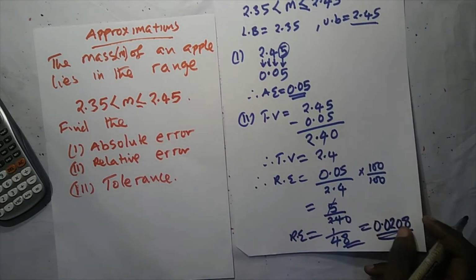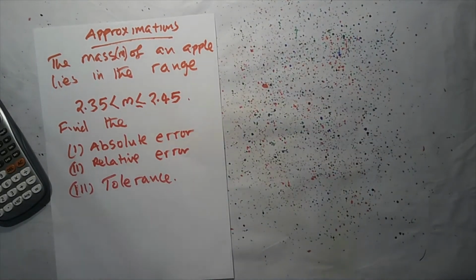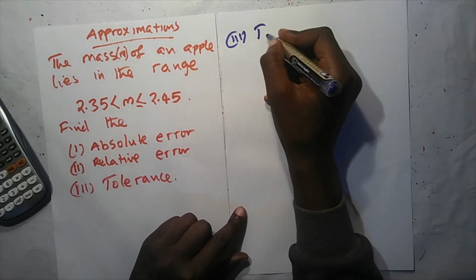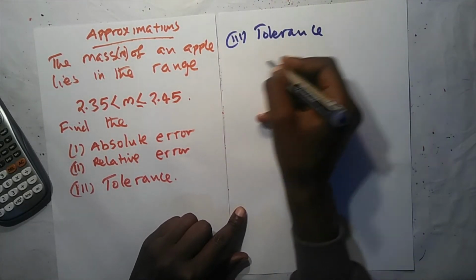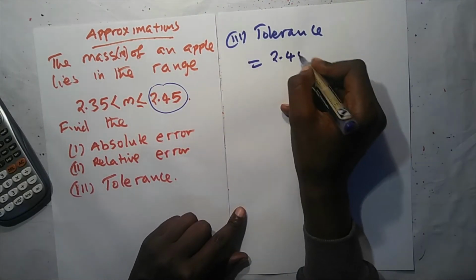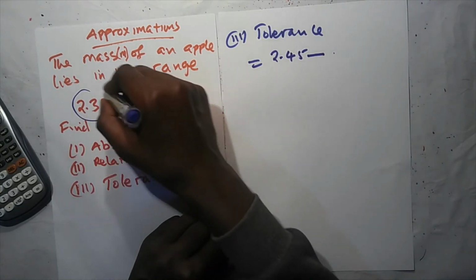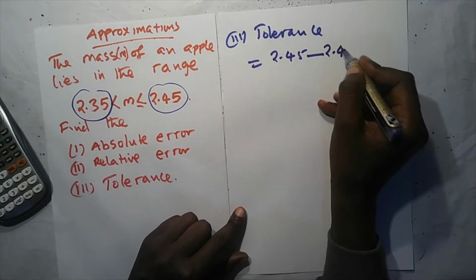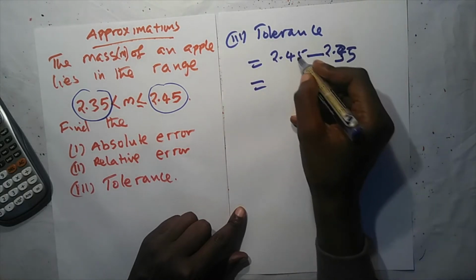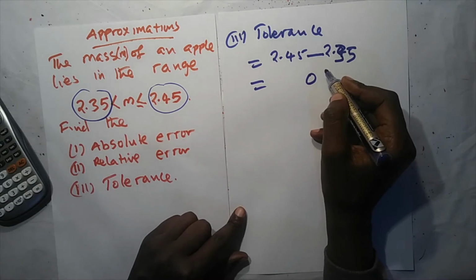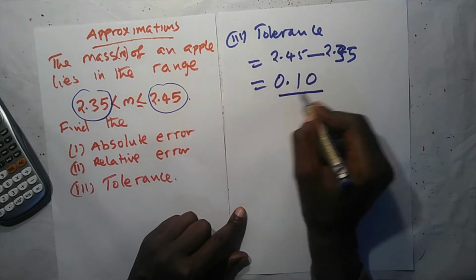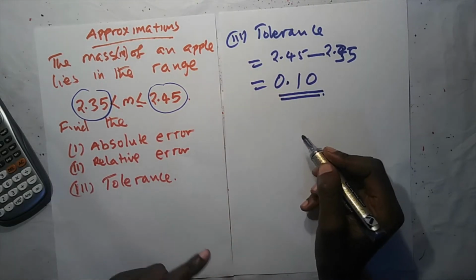And so we can go to the last question that we have. The last question says find the tolerance. So number 3, finding the tolerance. In this question, we are just going to subtract the 2.35 from the 2.45. When we subtract here, we get 5 minus 5, we have 0. And then 4 minus 3, we have 1. Then we have a point here and a 0 here. And so this is our tolerance. And this marks the end of our lesson.